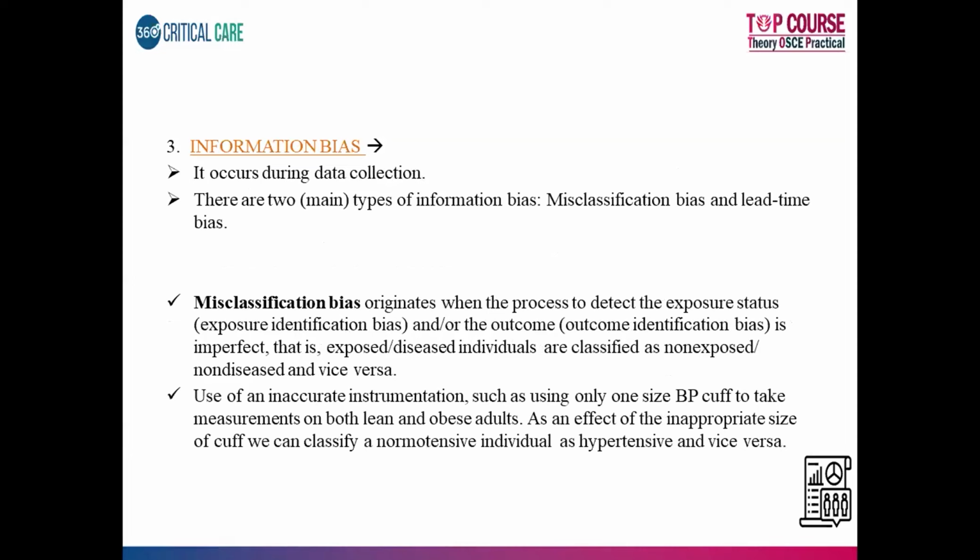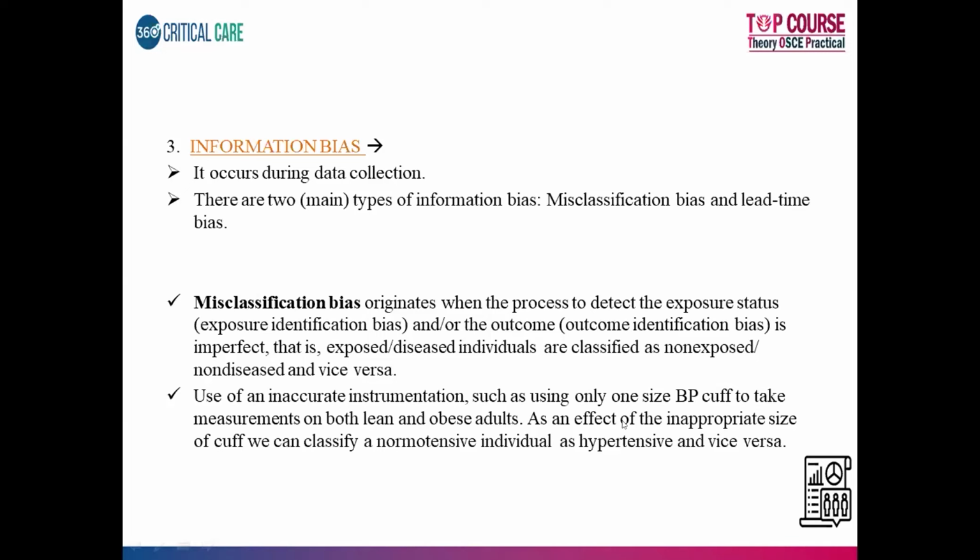Next, coming to the information bias. This occurs during data collection. There are two types of information bias: one is misclassification bias and the other is lead time bias. So what is misclassification bias? It originates when the process to detect the exposure status and/or the outcome is imperfect. That is, exposed or diseased individuals are classified as non-exposed or non-diseased, or vice versa.